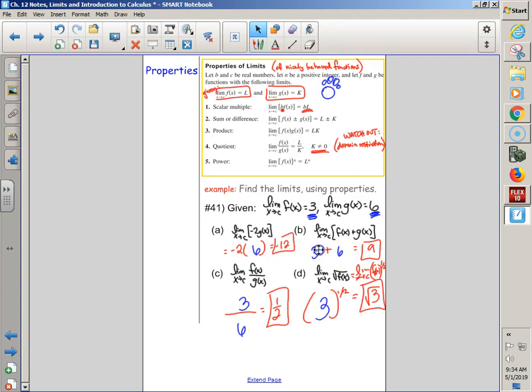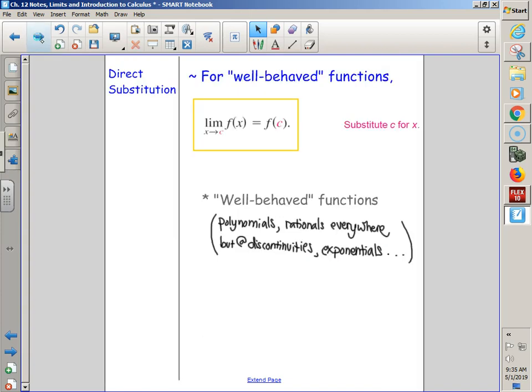Are we okay? Do we mind these, Robbie? Do we mind these? You do? So, you know how I was saying well-behaved? Guess what well-behaved functions are? Can I show you?